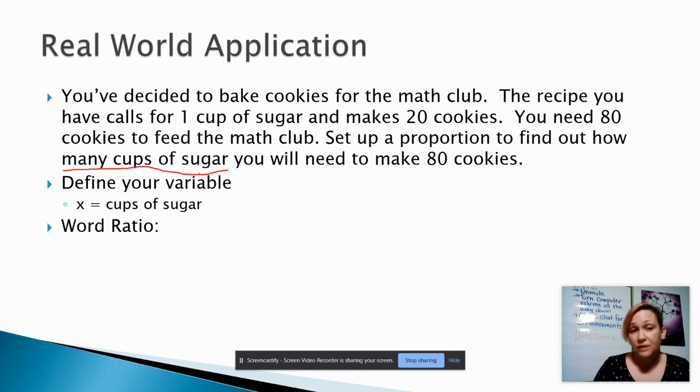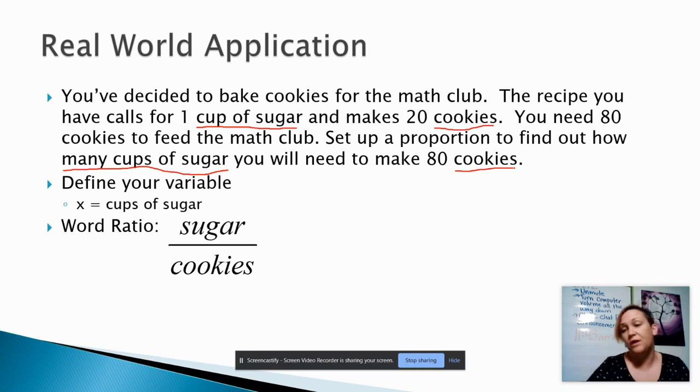One of them is probably cups of sugar because that's what I'm solving for. Okay, and it also says cups of sugar here. And then the other unit is going to be cookies. It says cookies in both of these places. So now, again, I just need to figure out which one goes on top and which one goes on the bottom. It doesn't matter. You choose. I'm going to put sugar on top, cookies on the bottom. You could flip it and you'd still get the same answer. But make sure that you're staying consistent.